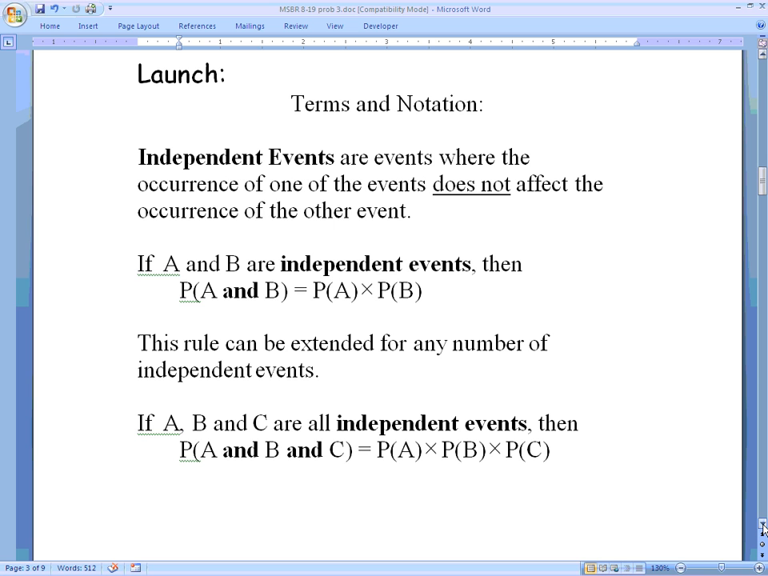Independent events are those where the occurrence of one event does not affect the occurrence of the other. Occurrence is like the happening, or whether or not it occurs. So if they're independent events, they don't affect each other, and all you have to do is take the probability of one times the probability of the other. Multiplication. Multiply the two probabilities together, and that will get you your combined probability of those independent events. And you can extend this rule for any number of independent events.